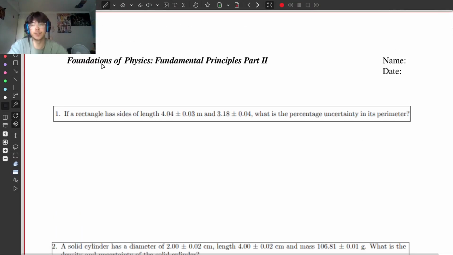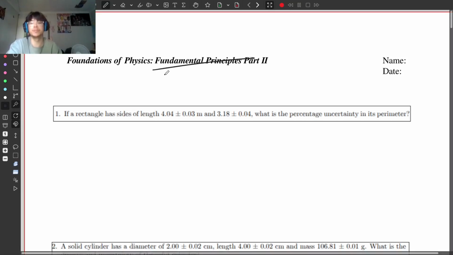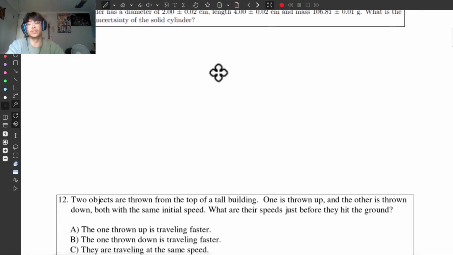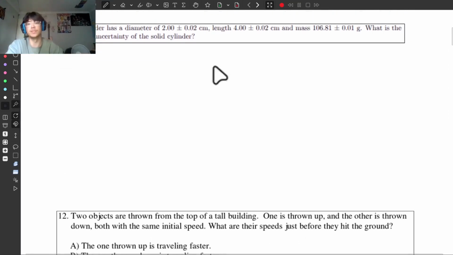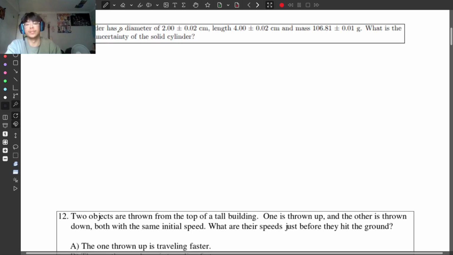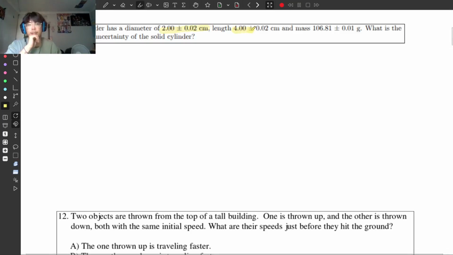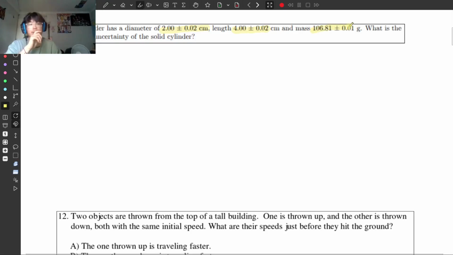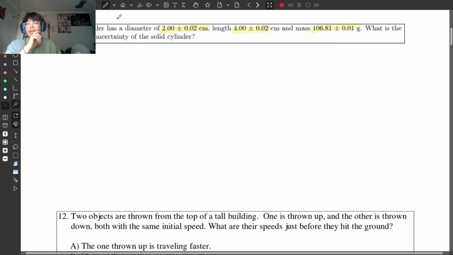So today we're just going to do a couple of questions relating to fundamental principles again. First we have a question on uncertainties. A solid cylinder has a diameter of 2 plus or minus 0.02 centimeters, a length of 4 plus or minus 0.02 centimeters, and a mass of this. So what is the density and uncertainty of the solid cylinder?